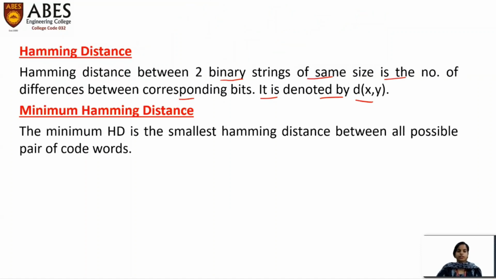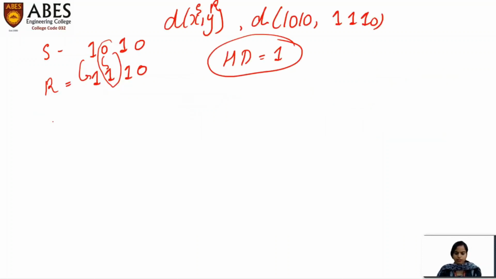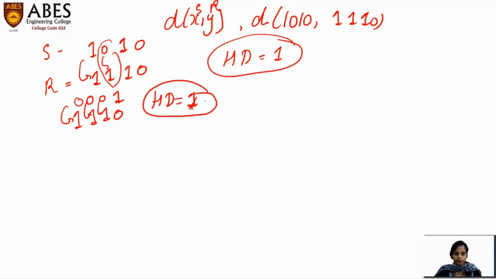So the statement is saying that the Hamming distance between two binary strings of the same size is the number of differences between corresponding bits. It tells us whether the receiver received exactly the same data sent by the sender, or whether bits have changed. We can understand this with one more example. Let's suppose the receiver receives the data 1110 and the sender sends the data 0001. As we can see, 3 bits are changed. So the Hamming distance is 3. This is your Hamming distance.